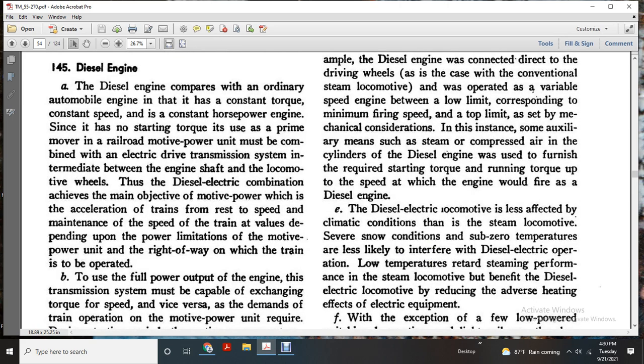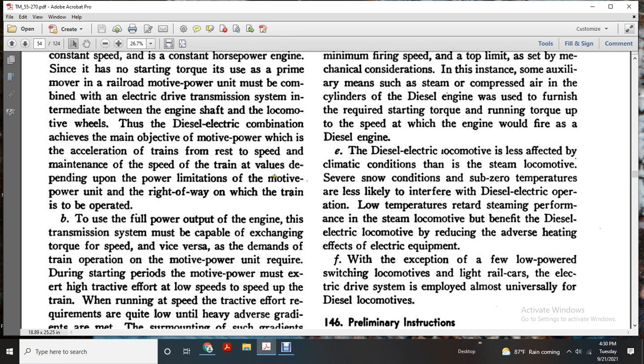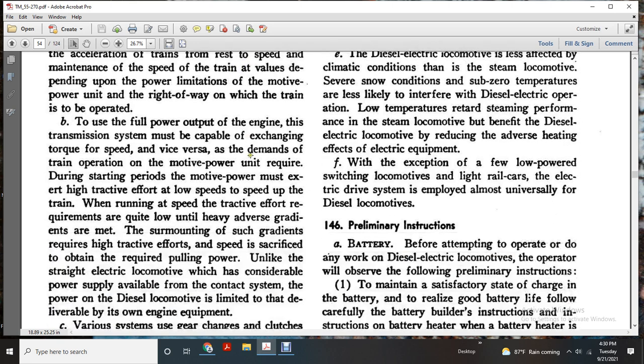The diesel electric locomotive is less affected by climatic conditions. Steam locomotive systems suffer in severe snow conditions, while sub-zero temperatures are least likely to interfere with diesel electric operation. Low temperature retards steaming performance of the steam locomotive, but the diesel electric locomotive benefits from the reverse heating effect of the electrical equipment. With the exception of a few low-powered switching locomotives and light rail cars, an electrically driven system is employed almost universally for all diesel electrics.